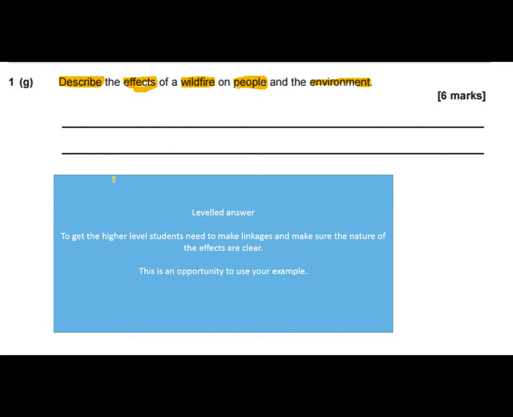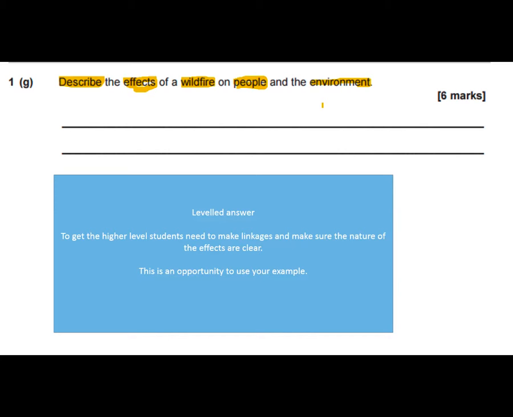To get into the higher levels, students need to make linkages between the effects. So we're looking for more than just a list of effects. They want to see some sort of development. The command word is to describe, so you don't need to explain why, but they do need you to try and link different effects together if you can. You need to make sure the nature of the effects are clear. Make sure that you talk about the impacts on people and the environment as well. They can be quite simple things. So this really is something that you can overthink quite a lot.